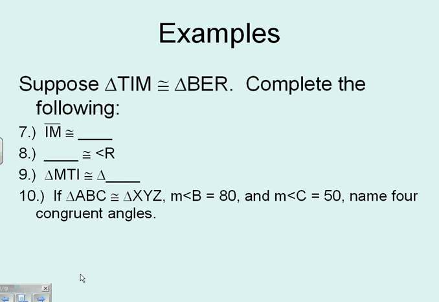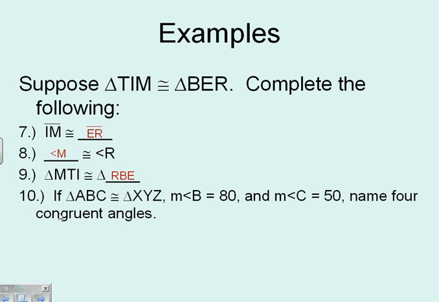Suppose triangle TIM is congruent to triangle BER. What's IM congruent to? We look up at the statement and say IM is congruent to ER because they're in the same spot. They're corresponding. And the angle congruent to angle R, well, angle R is the third one here, so it's going to be angle M. And if I were to change the order and say triangle MTI is congruent to, it would be RBE.